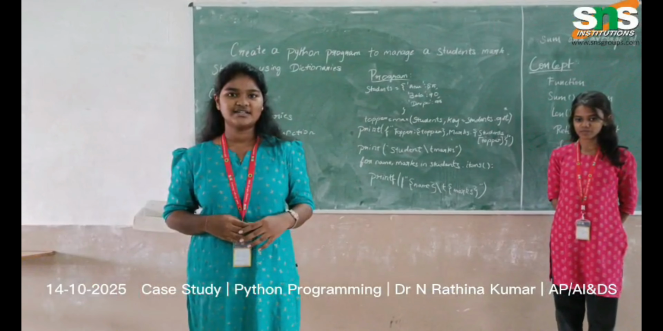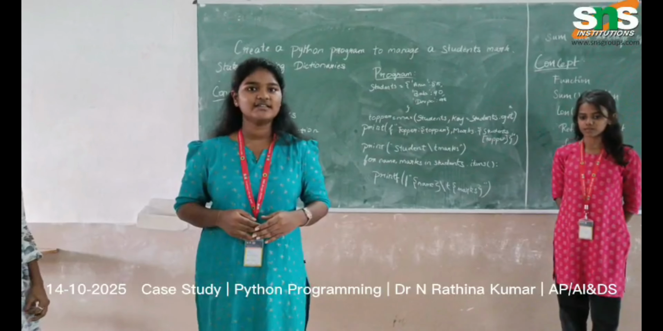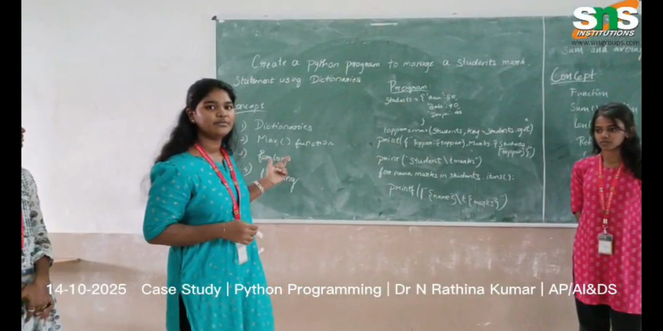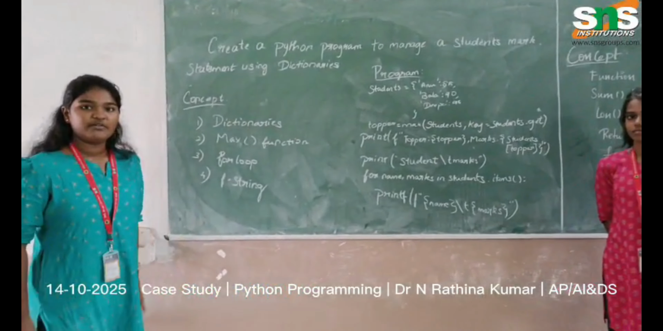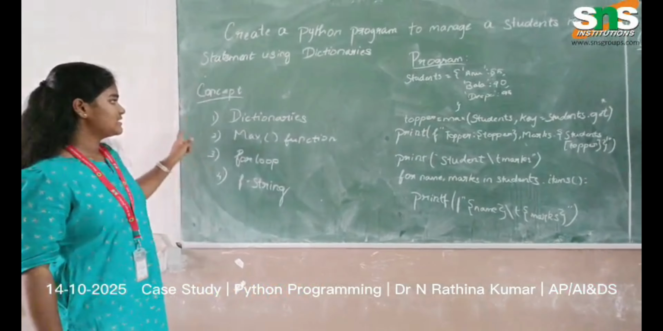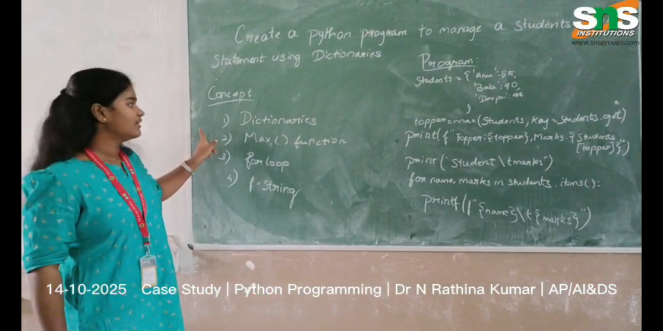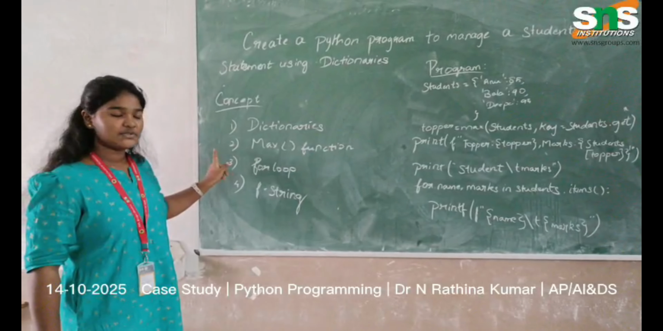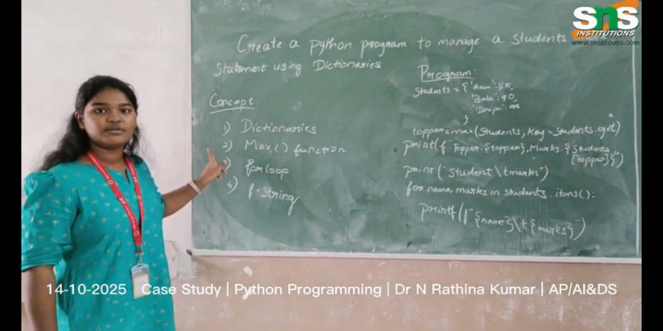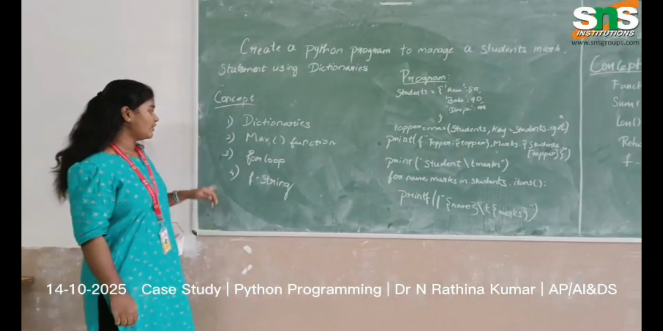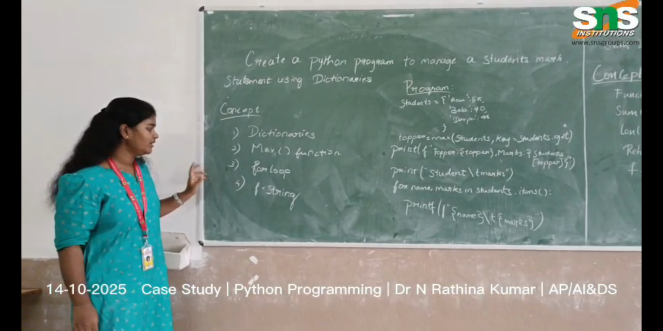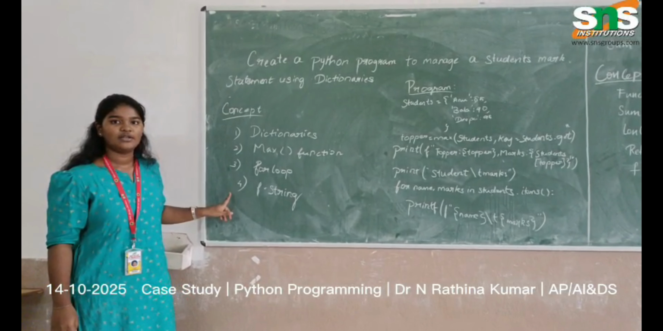Hi everyone, I am Aisha, studying second year AADS B class. Now I am going to explain the concept and program. In this program, we have used four main Python concepts. Dictionary, which stores the data in keys and values. The max function is used to print the highest value. The loop is used to print the data one by one. Strings are used to print the output neatly.